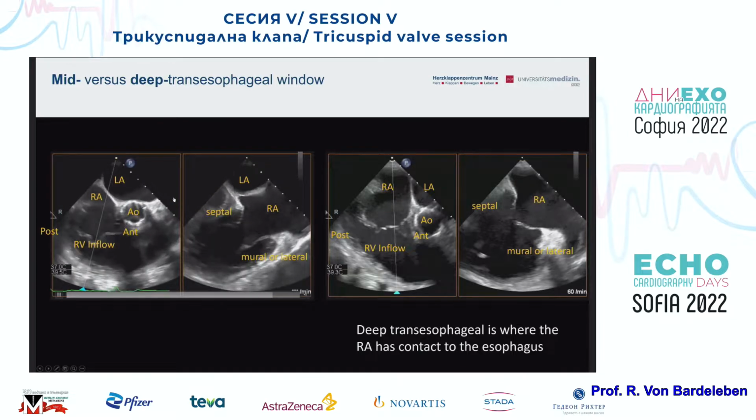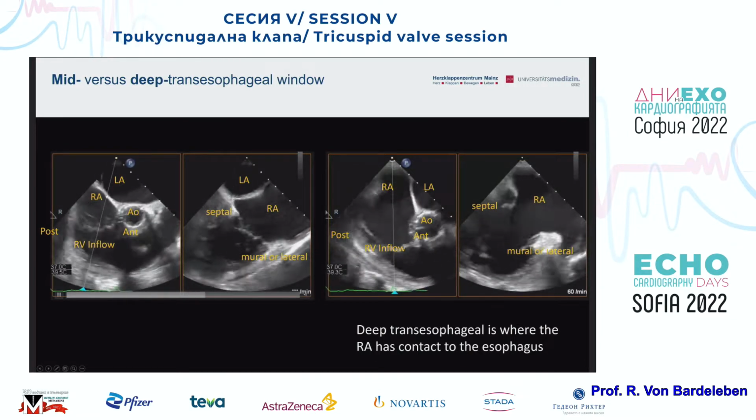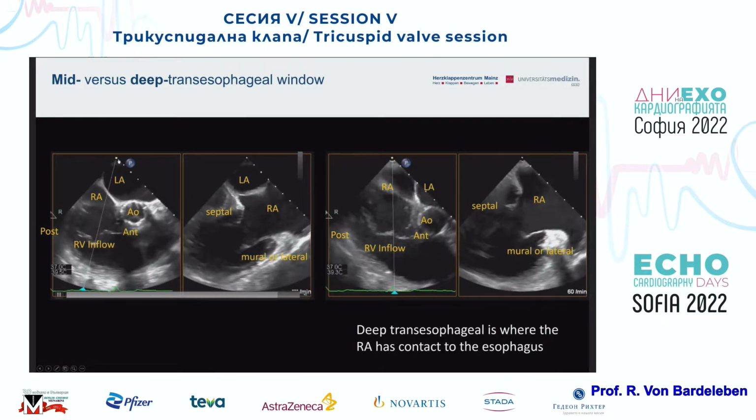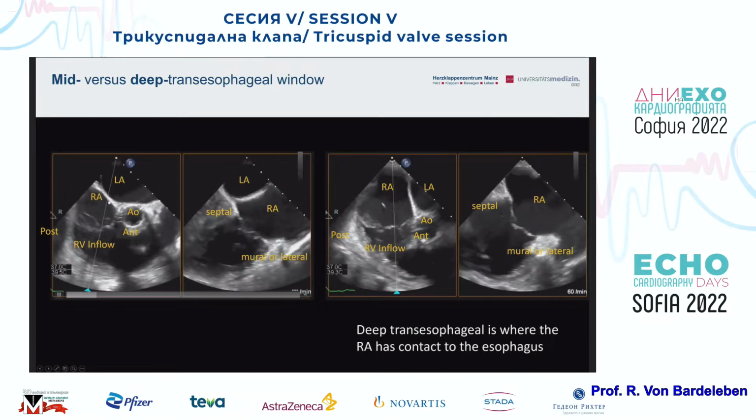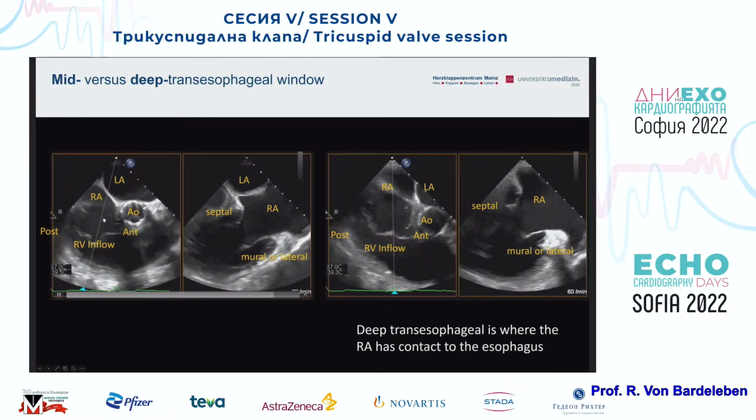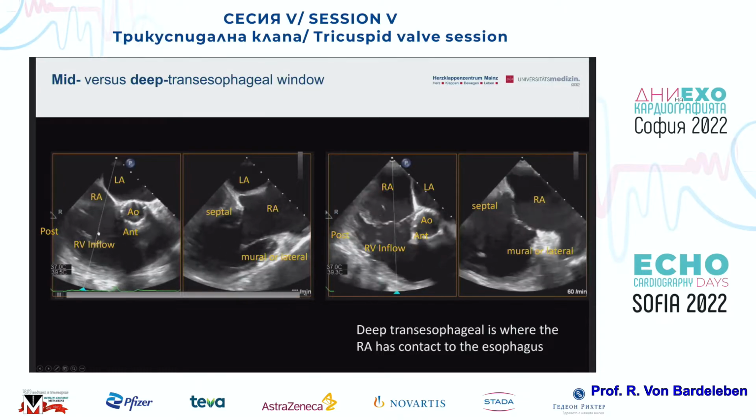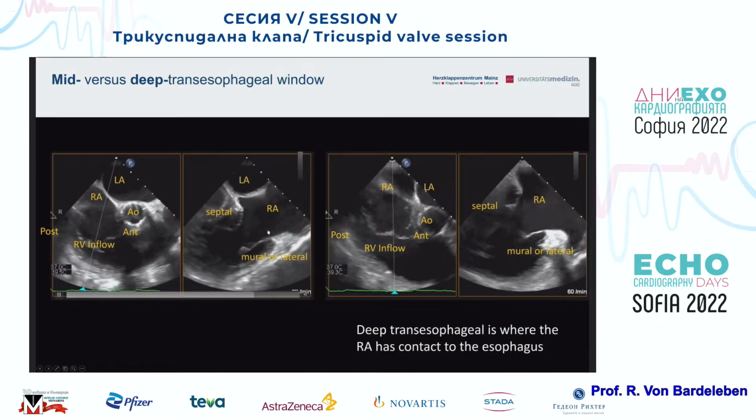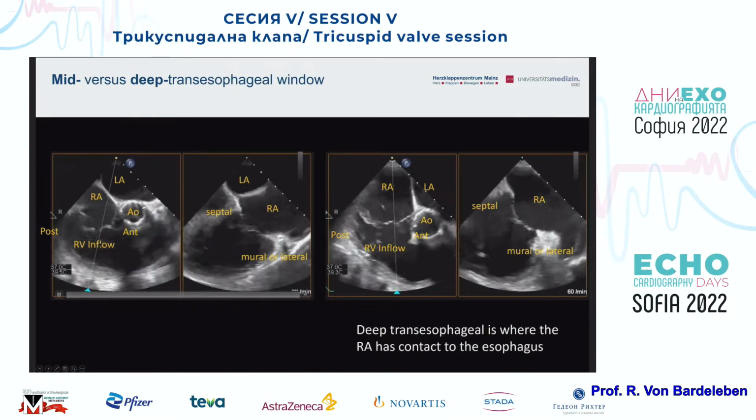This is more a similar situation. This is the mid-esophageal view on the left-hand side, going through the LA, RA to the inflow. And with a 90-degree, we generate with the machine, with a 3-dimensional probe, a 4-chamber view, which is precisely at the height of the anterior papillary muscle.